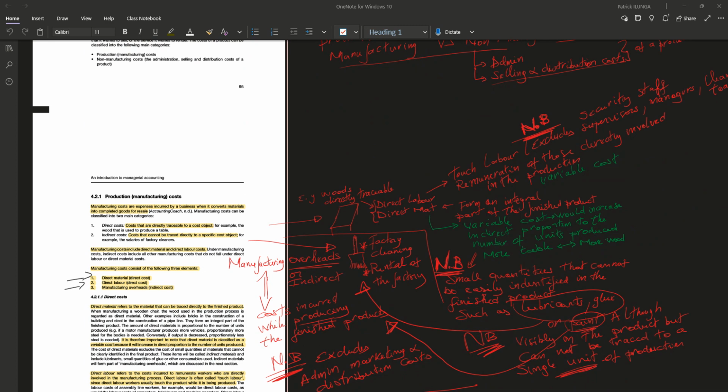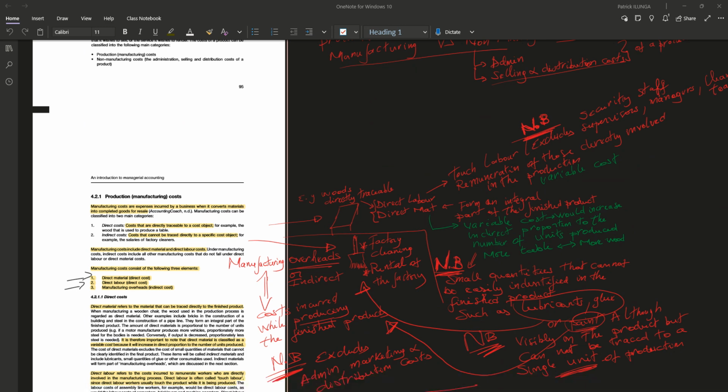And then you have indirect costs. These are costs that cannot be traced directly to a specific cost object. For example, that will be the salaries of factory cleaners. It is not directly linked to the actual table that is being produced. So for these manufacturing costs, they would include the direct material and the direct labor. So direct material and direct labor cost, very important.